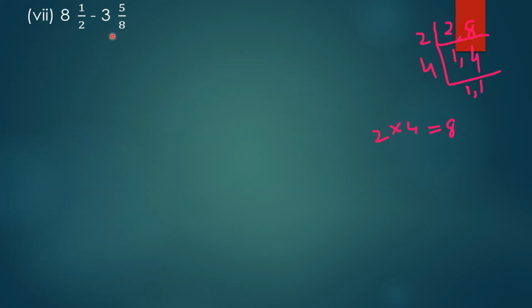The next question is 8 1 by 2 minus 3 5 by 8. Here we have mixed fractions. So we have to do the subtraction of the mixed fractions. Now we have understood how to do the addition of the mixed fractions, and now we are going to learn how to do the subtraction of the mixed fractions.